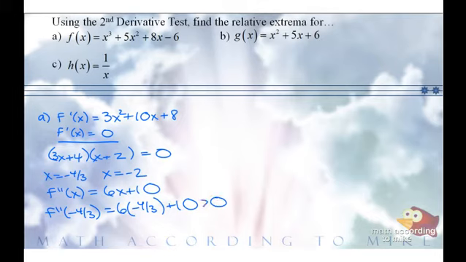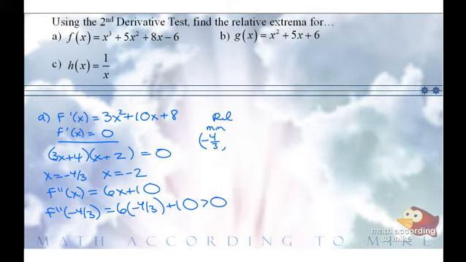So at negative 4/3, since the second derivative is positive, that means our point is a relative min. Well, think about it. If the second derivative is positive, that means it's concave up. So if it's concave up, then this point is a relative min. So we have a relative min at negative 4/3. We'll find the y-coordinate in a second.